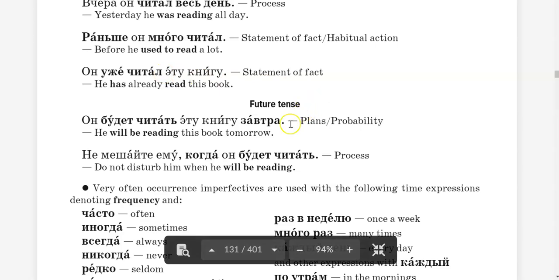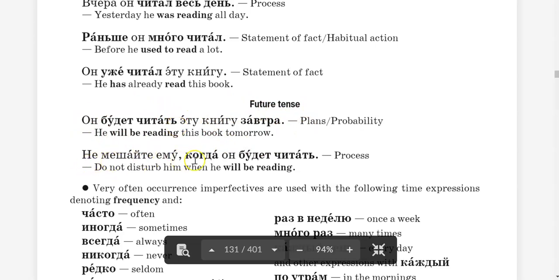For the future tense, we would usually use the simple future tense, быть plus infinitive. So он будет, of course you need to conjugate быть in the future. So он будет читать эту книгу завтра. It's a plan or probability for the future. He will be reading this book tomorrow. Again, specifying just the process of reading.